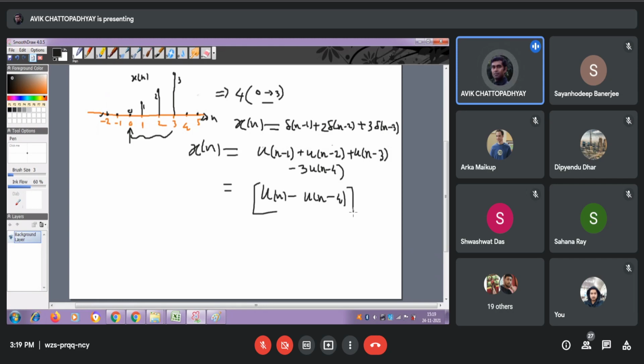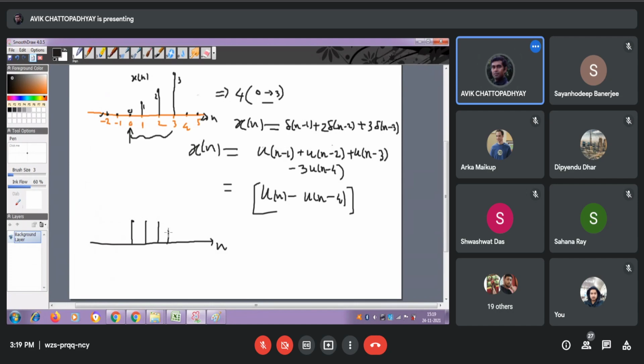Let's understand this thing. u[n] minus u[n-4]. What will it give you actually? It will give you basically a gate function, and the function should look like this.